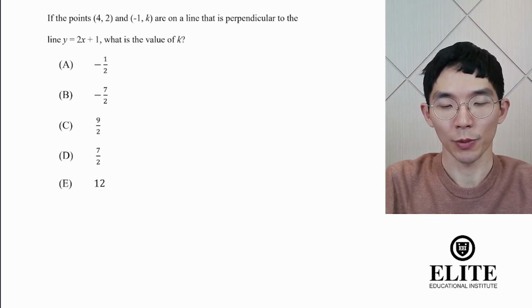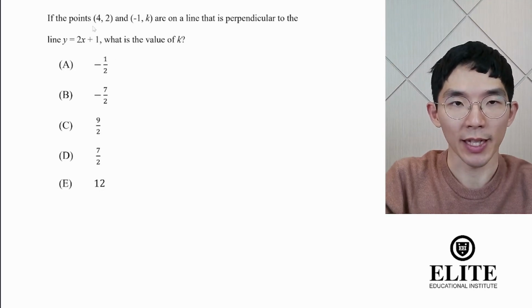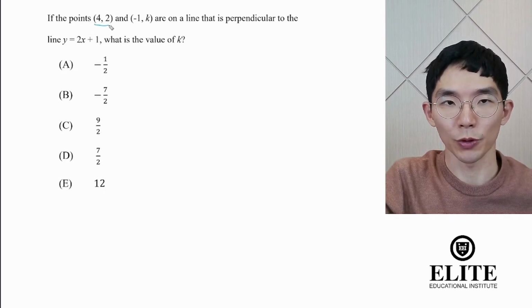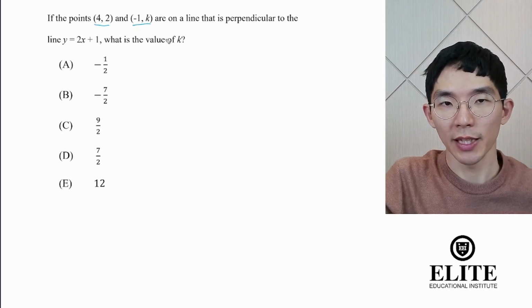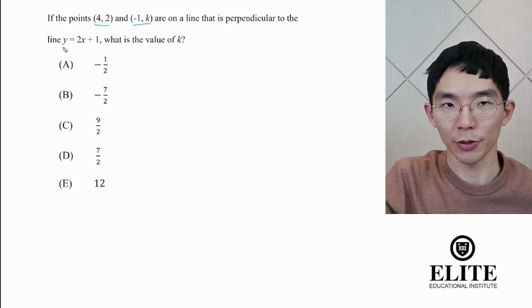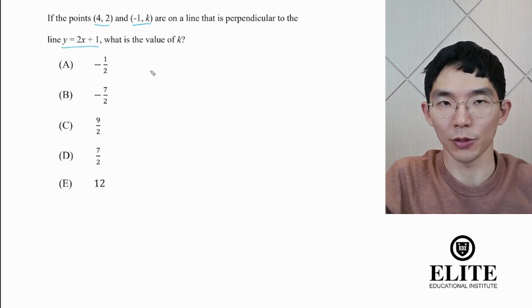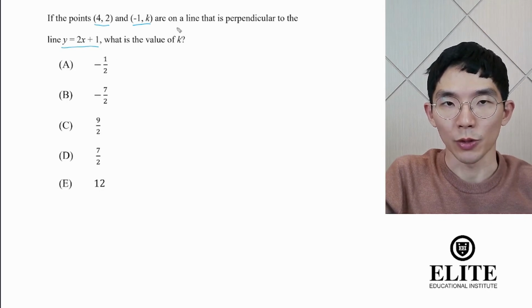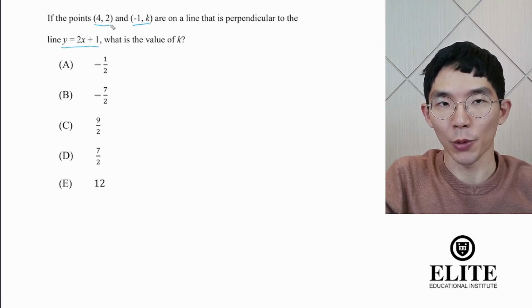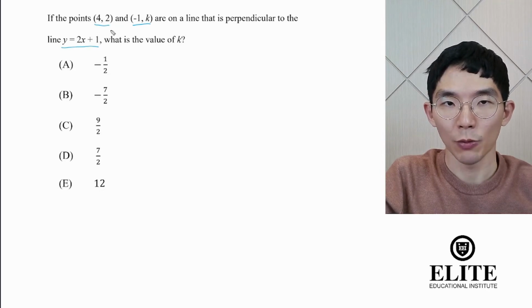So to solve this problem, what are we given? We're given the line that crosses the 2 points (4, 2) and (-1, k). And what do we know about it? It's perpendicular to the line y equals 2x plus 1. So let's start with this one. Given the line containing the points (4, 2) and (-1, k), what's the slope?